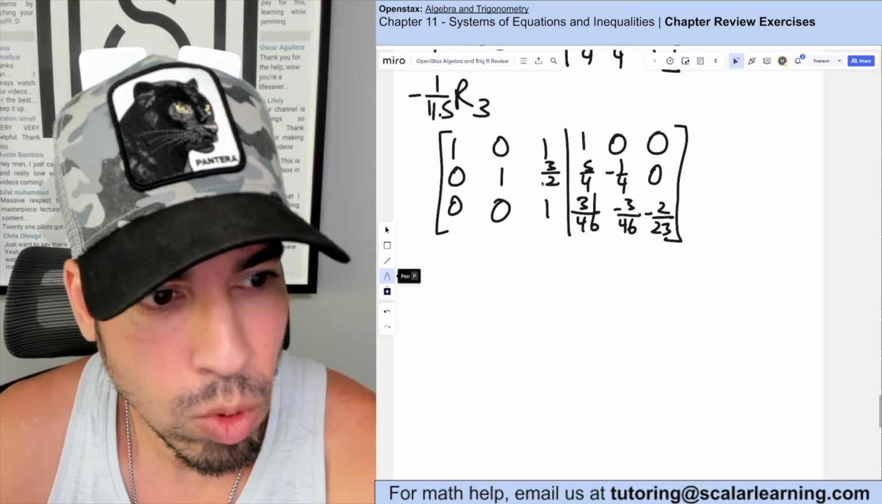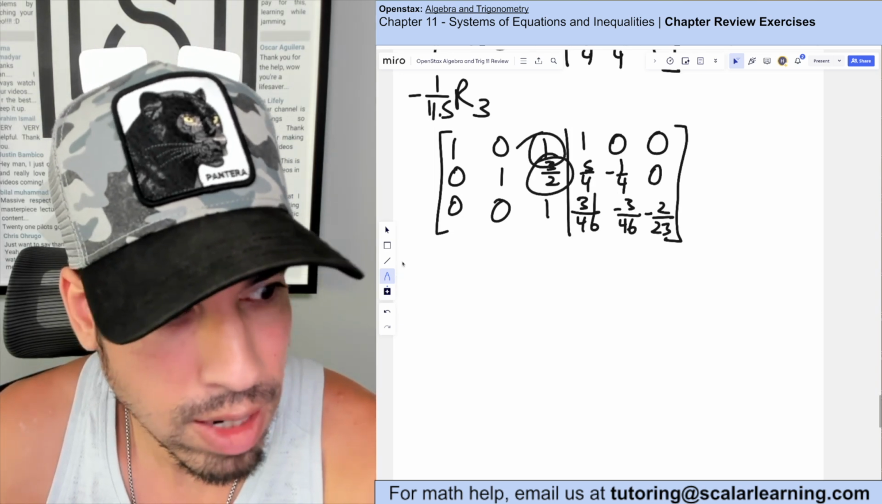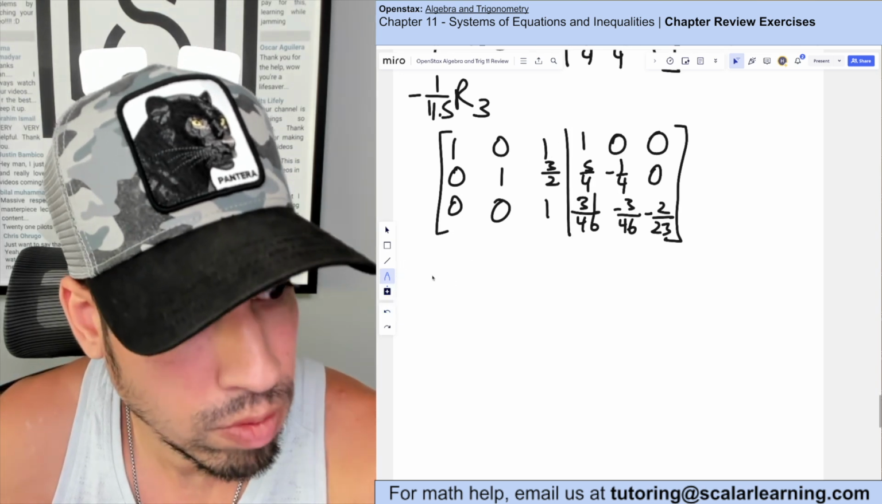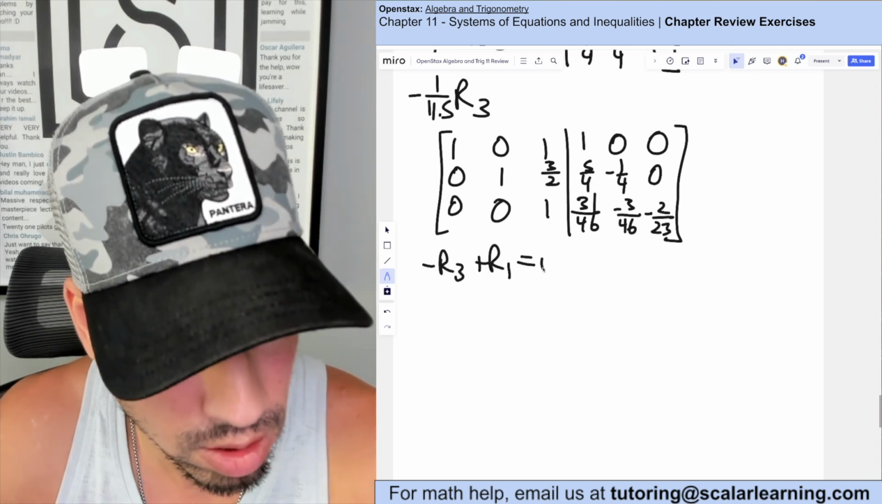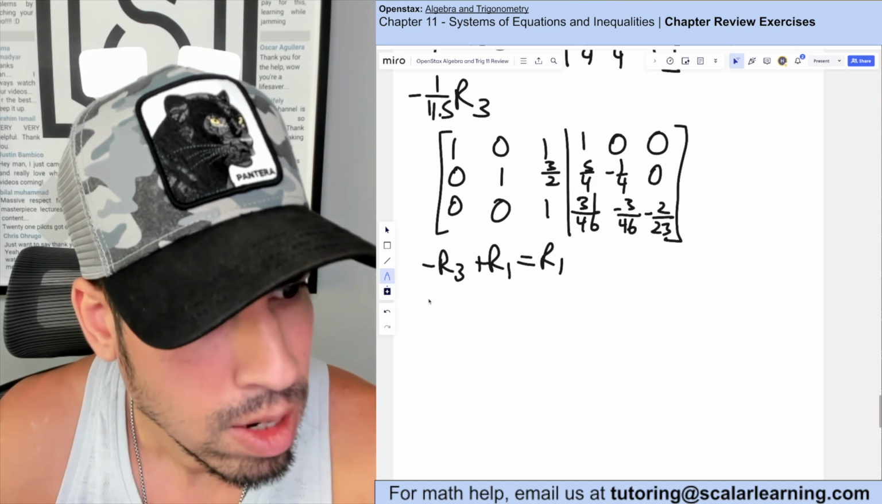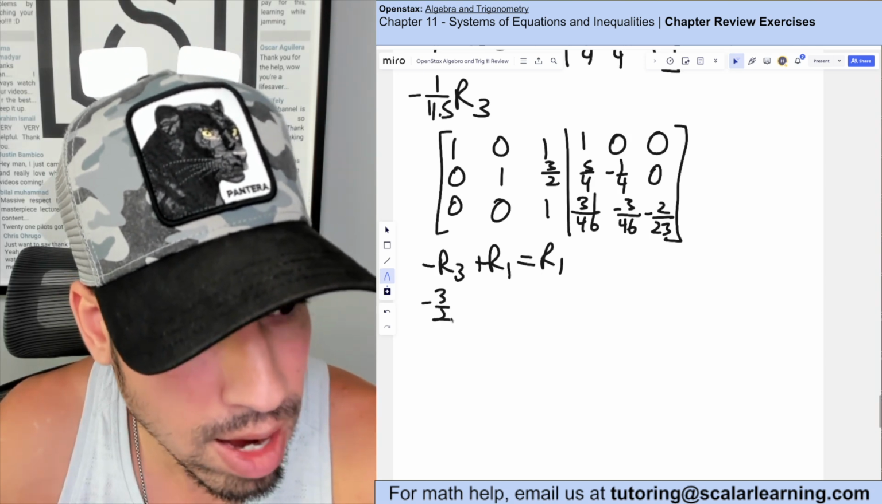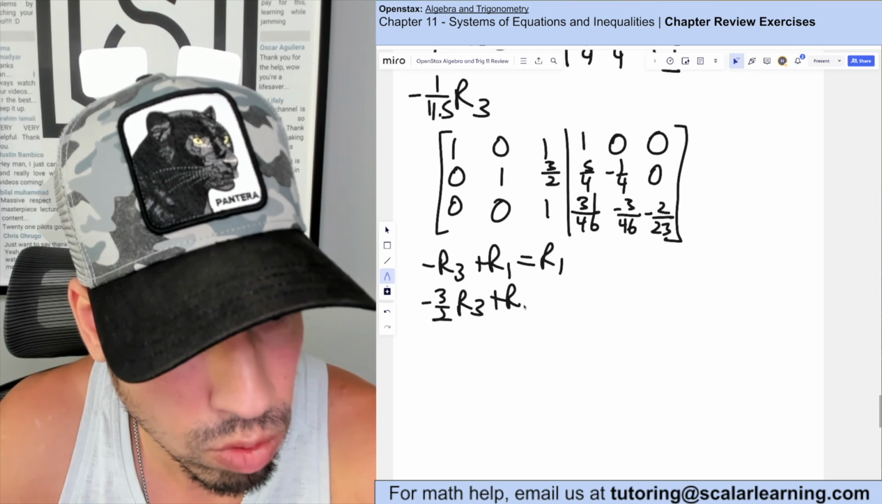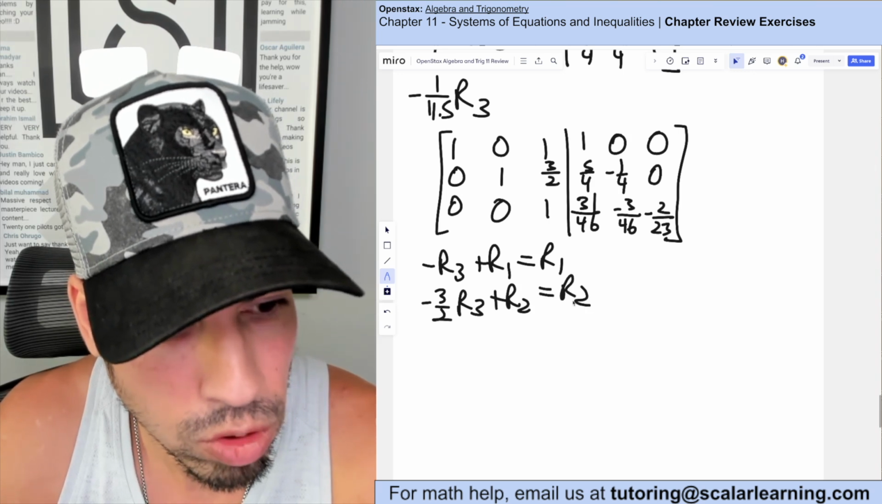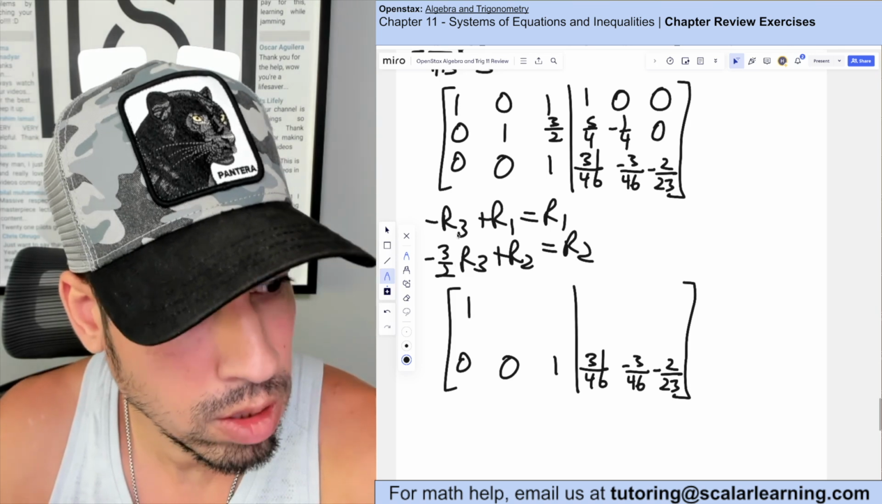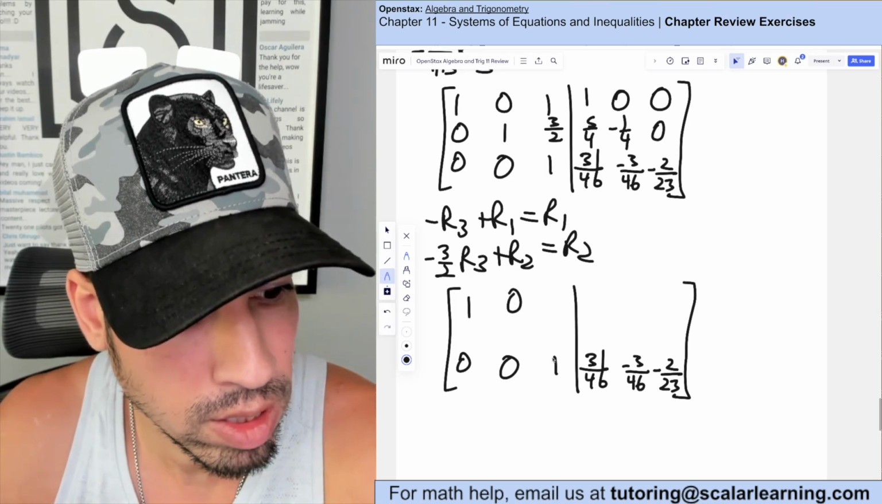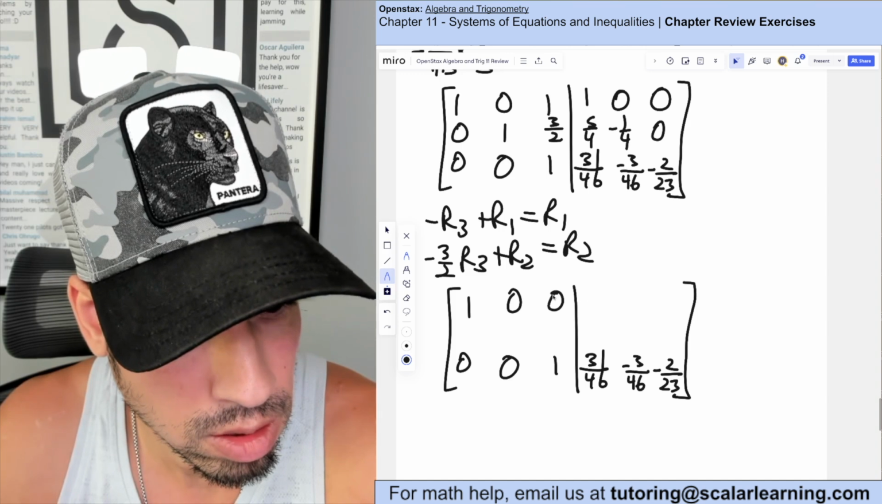Now we got two more things that we have to zero out, this guy and this guy. We can do that in one move, right? So I'm going to do negative row 3 plus row 1 to get a new row 1. That's going to zero that out. And then negative 3/2 times row 3 plus row 2 to get a new row 2. All right, let's do it now. So first we have 0 plus 1 is 1, 0 plus 0 is 0, and then negative 1 plus 1 is 0.